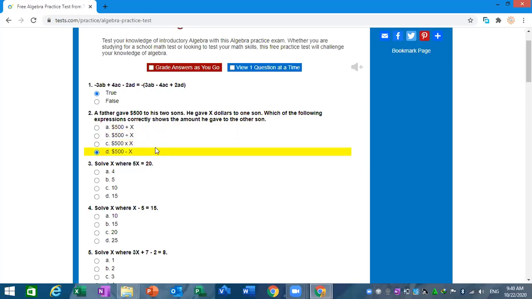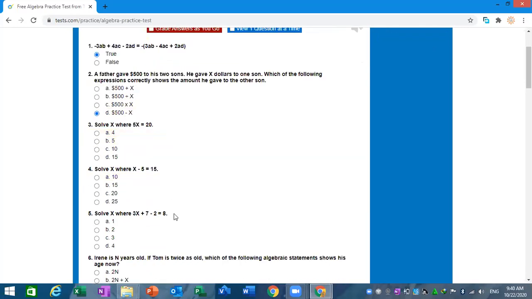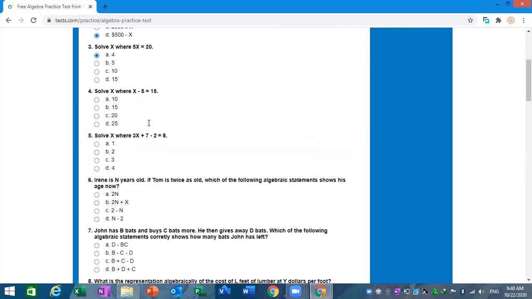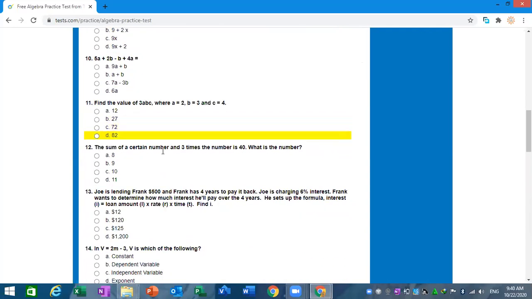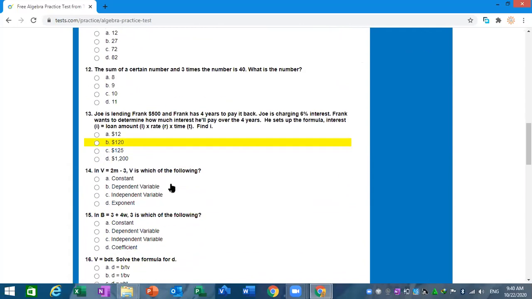Third, this is a very simple solving equations question, right? Solve for x where 5x equals 20. So what we have to do, we will divide both sides by 5, and then the answer will be equal to 4, and so on. So in this one, you will find most of the items are very, very easy. So please answer it, submit your answer, then you will receive your mark.